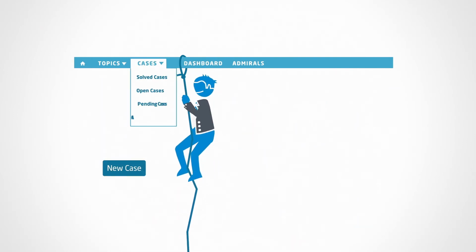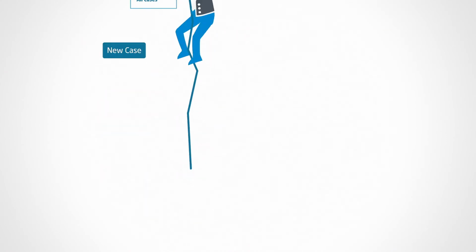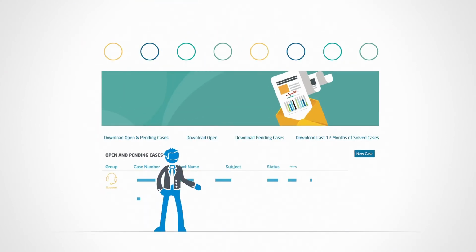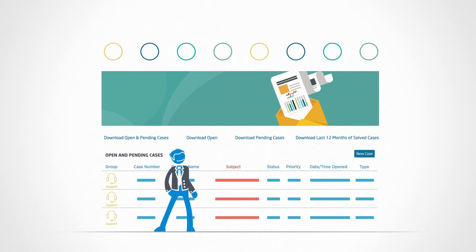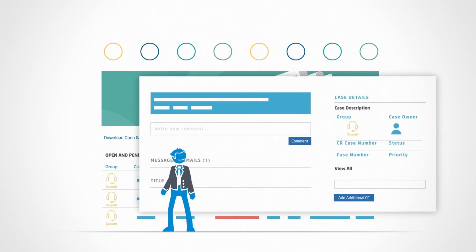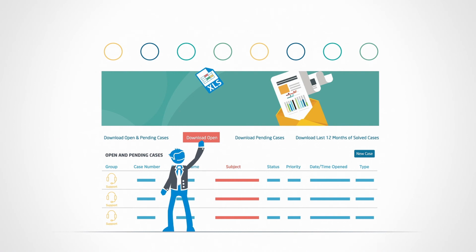Cases lets you manage cases you've opened and see their status at a glance. Sort cases by any criteria across the top of the list. Select a case number to access further details. You can also download a report of open, pending, and solved cases.